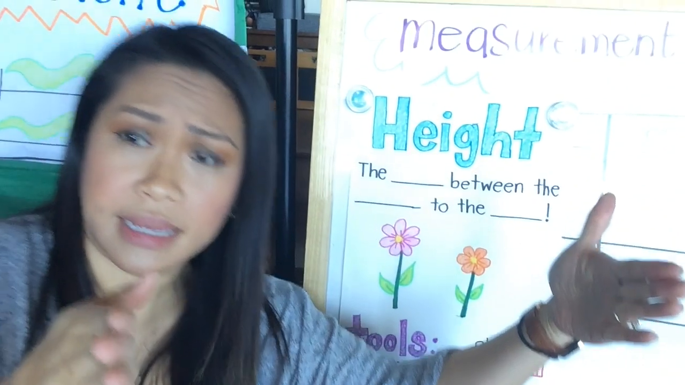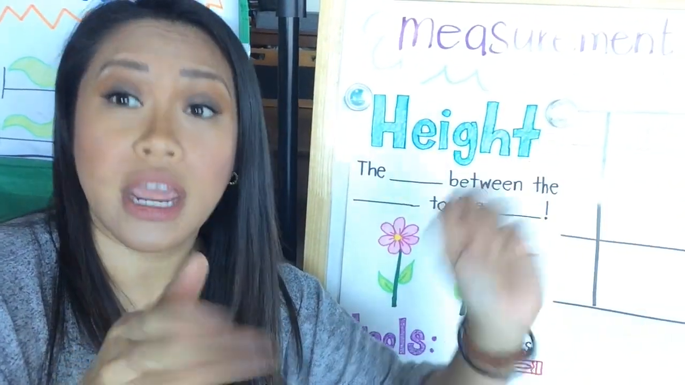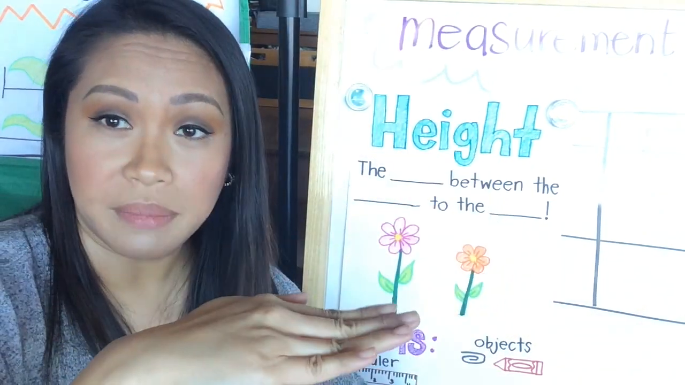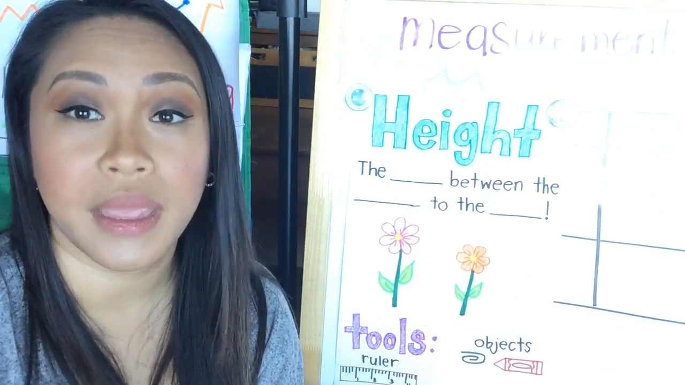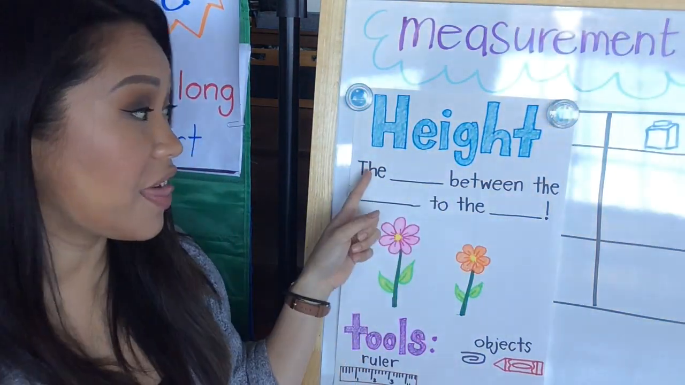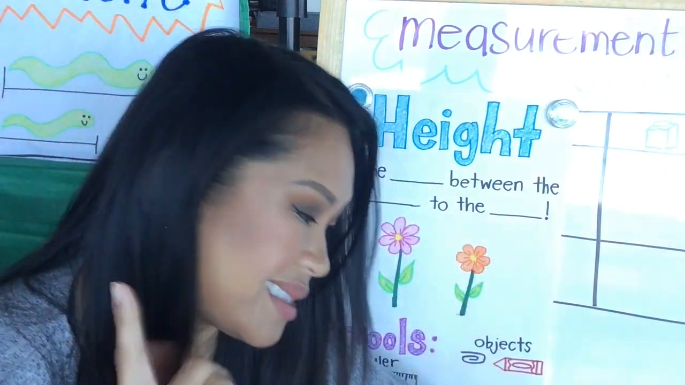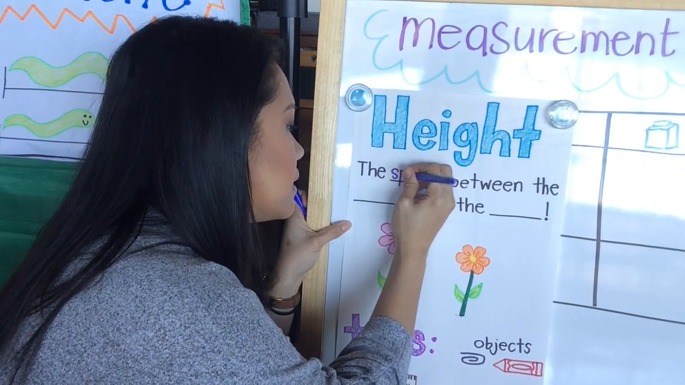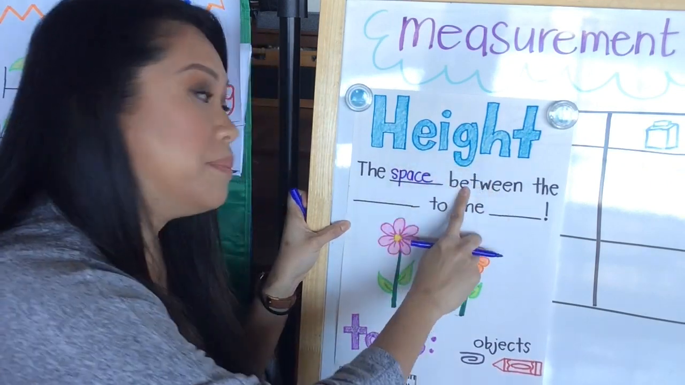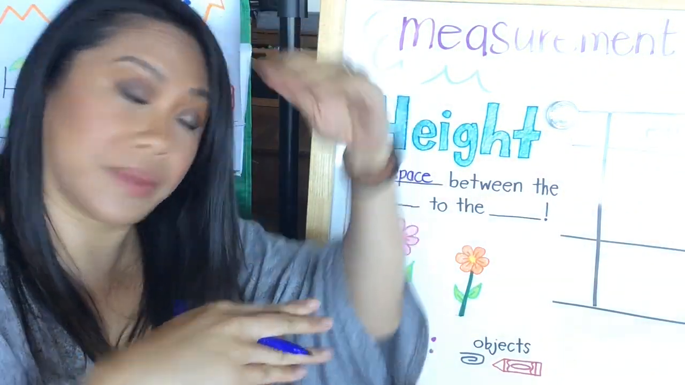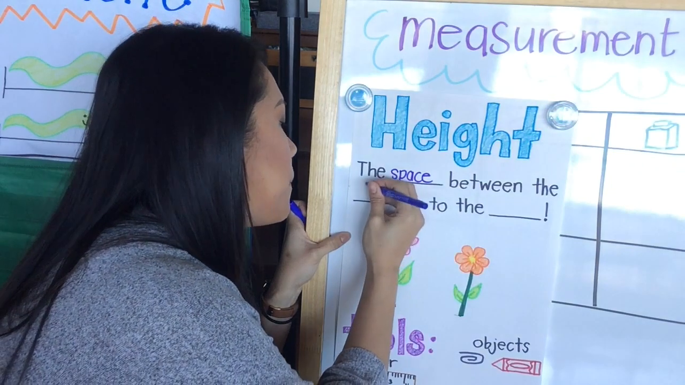They're almost the same, but instead of going across from one end to the other end, you're going to go from the bottom to the top. Bottom to the top. Okay? So, height, everyone say height. Height is the space. So it's still the space. Height is the space between the bottom and the top.